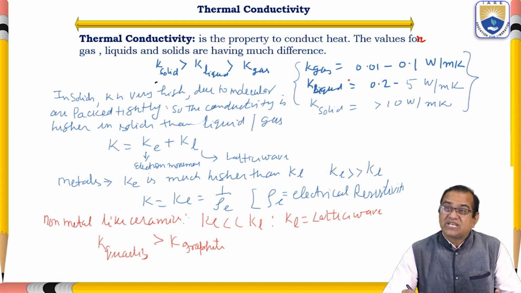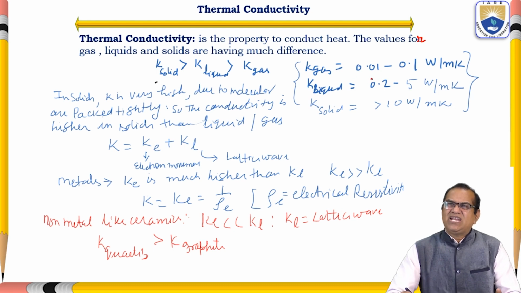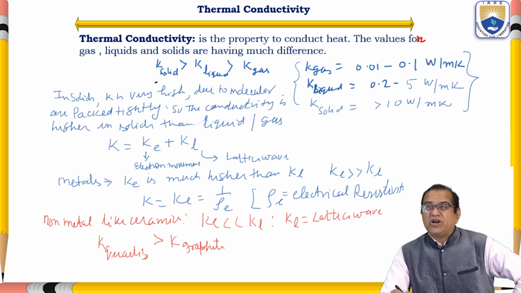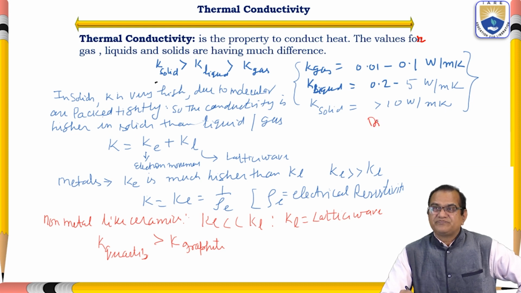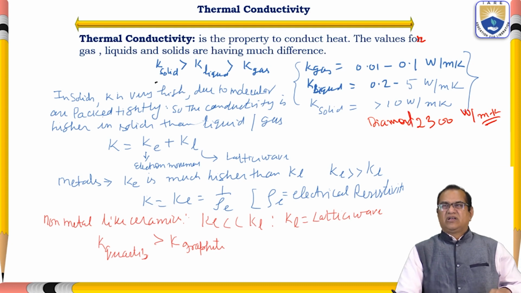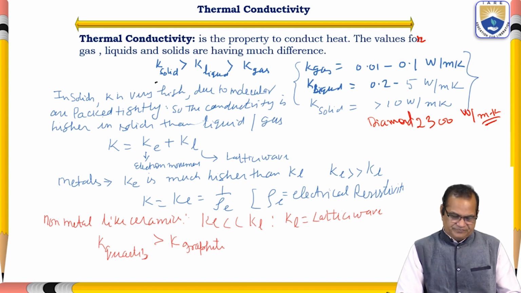So in which range does the thermal conductivity fall? For the gas it is very low, 0.01 to 0.1 watt per meter Kelvin. For the liquid it is 0.2 to 5 watt per meter Kelvin, and for the solid it is above 10 watt per meter Kelvin. And we have seen that for diamond it is 2300 watt per meter Kelvin. So diamond has the highest thermal conductivity.